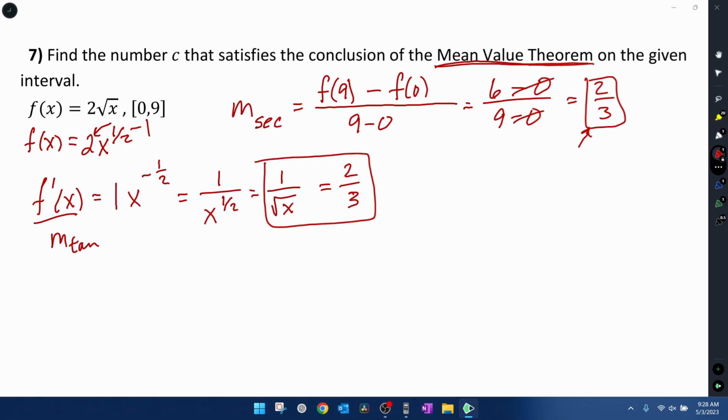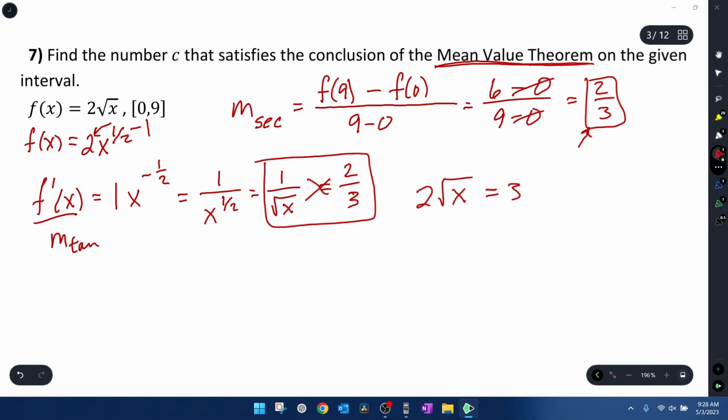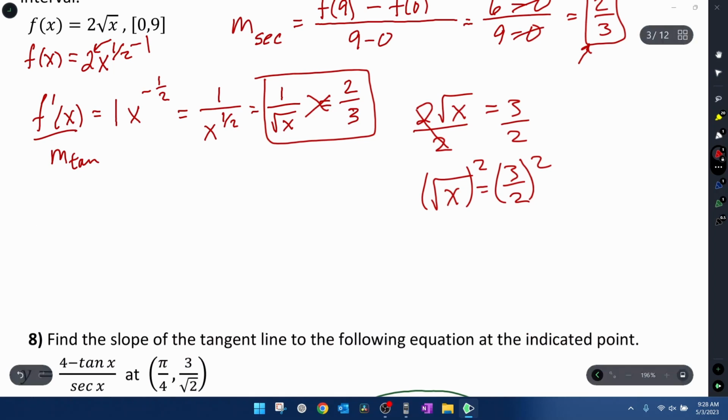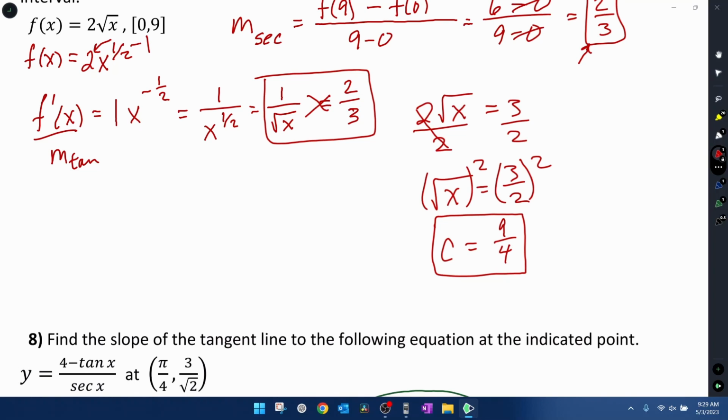So let's solve for x. Cross multiply. We're going to get 2 square root of x equals 3, and divide by 2. Square root of x is 3 over 2, and simply square both sides. And so here we can see that our value of c, remember that's a value of x within the interval, is going to be 9/4. And it might be nice to check and make sure that the value you get is actually between 0 and 9. And that's going to do it for that problem.